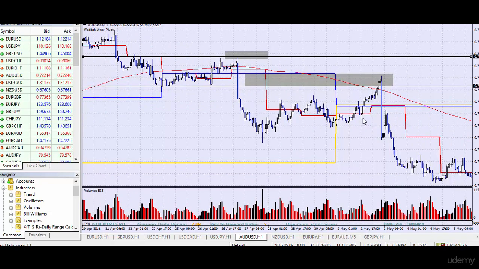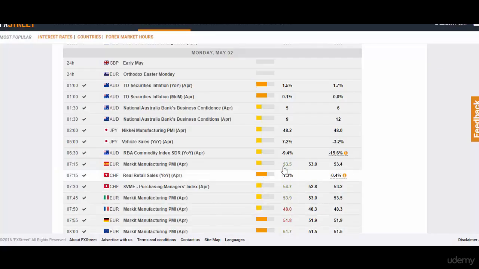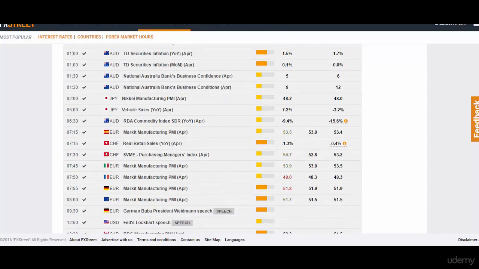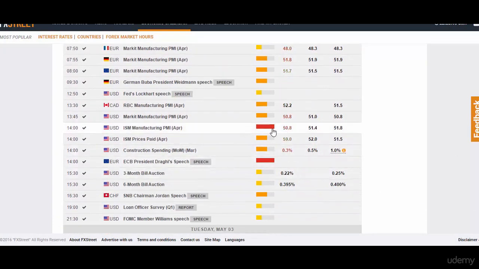So now we're going to look on the economic calendar to see the upcoming economic announcements. So if we go on the economic calendar, we can see that on May the 2nd, we had bad data for the US. This was market PMI. It was on the 2nd of May and it came out bad for the US.